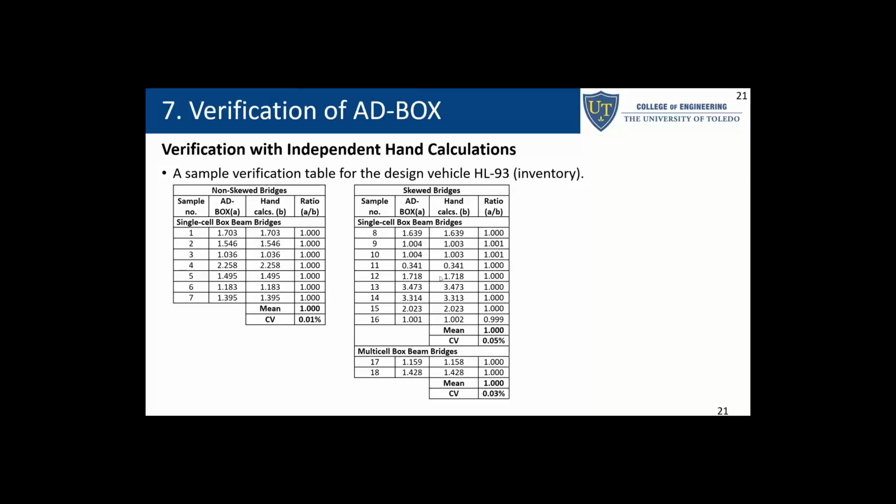So this is the sample verification table for the design vehicle HL93 inventory. We can see that the ratio of rating factors of AdBox to independent hand calculations has a mean of 1 and a coefficient of variation of almost 0% for both non-skewed and skewed bridges, including single cell and multi-cell configurations. So this proves that the rating factors from AdBox match well with the independent hand calculations.